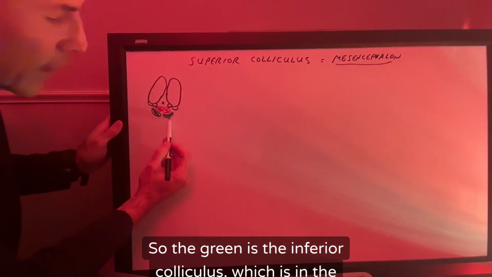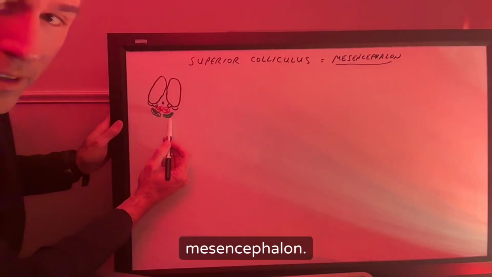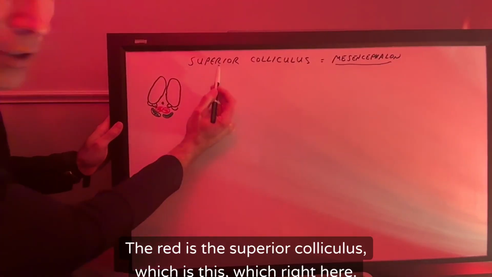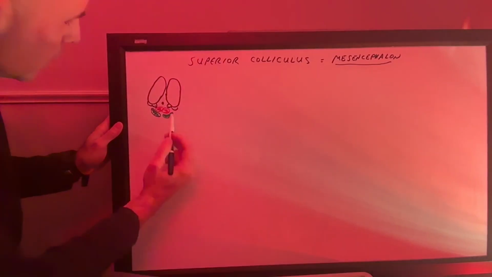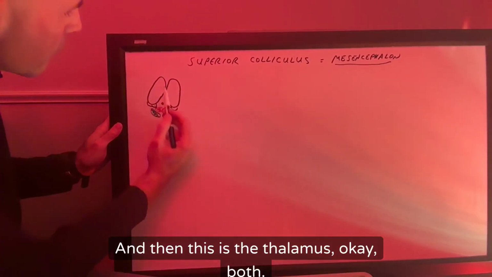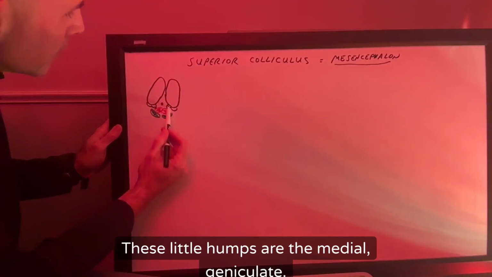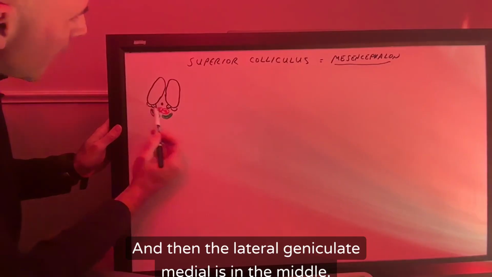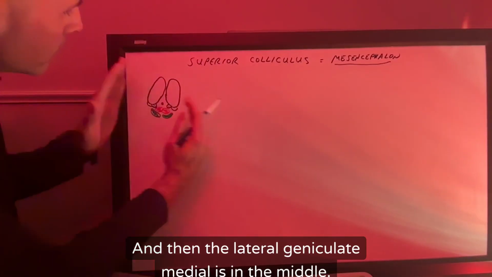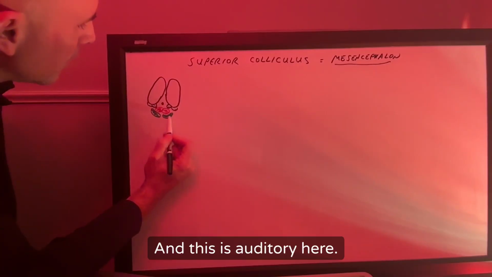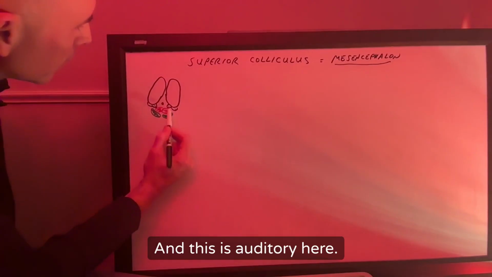So the green is the inferior colliculus, which is in the mesencephalon. The red is the superior colliculus, which is right here. And then this is the thalamus, okay, both. So contralateral, which means both sides. These little humps are the medial geniculate, and then the lateral geniculate. Medial is in the middle, lateral is on the outside. This is vision. This is vision. And this is auditory here.